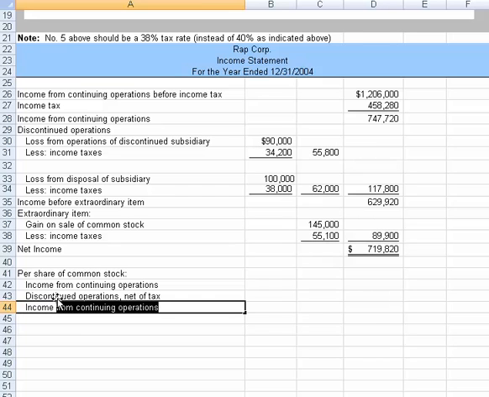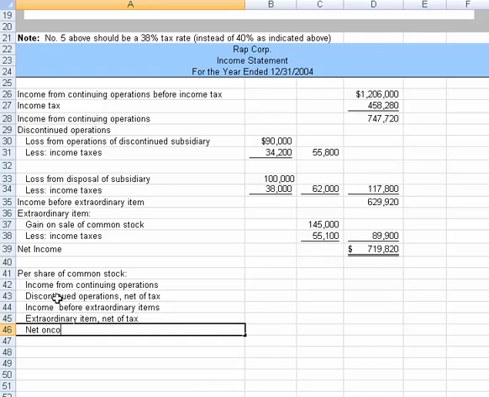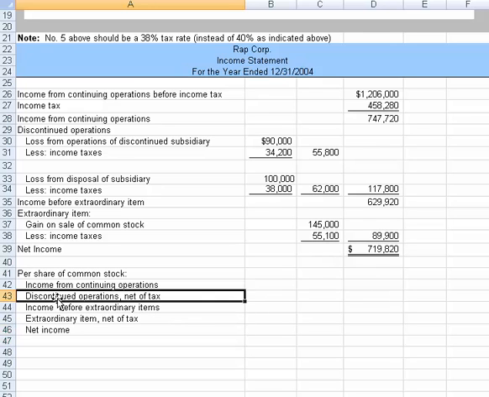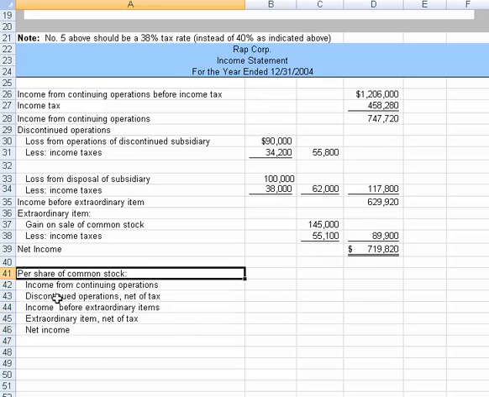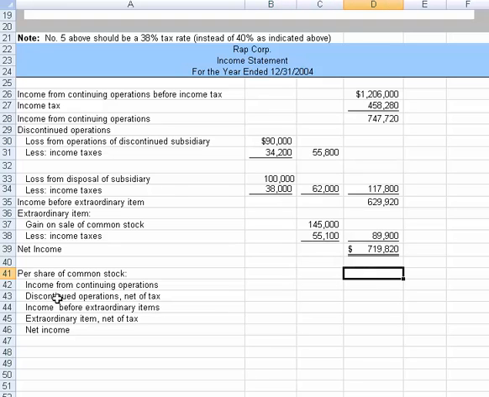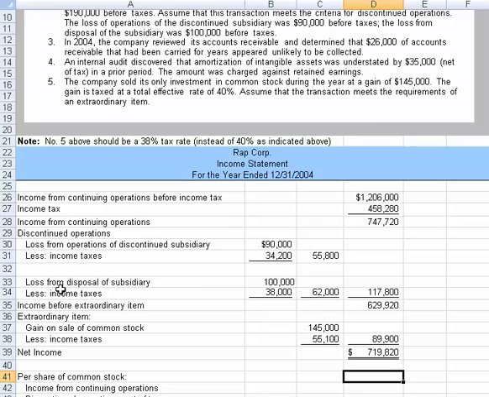Then we would have income before extraordinary items. We would have the extraordinary gain, or the extraordinary item, net of tax, and then finally net income. And this is on a per share of common stock basis. So then what we would have to do the computations. Let's see if they've given us the number of shares outstanding.